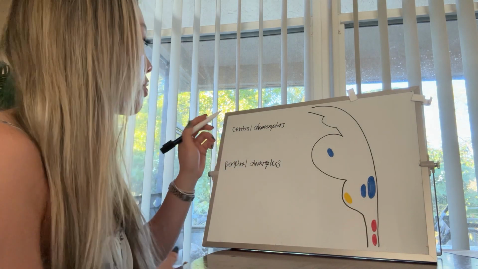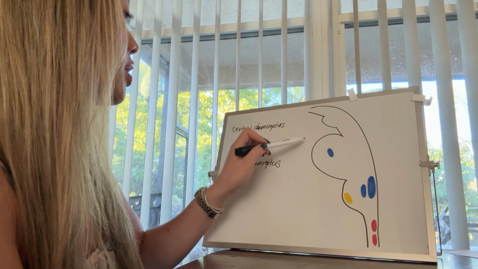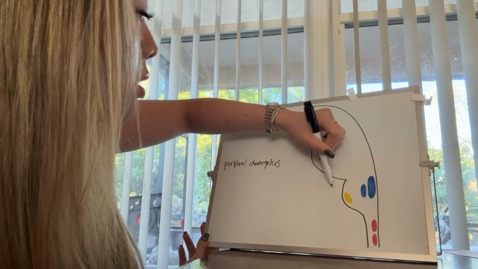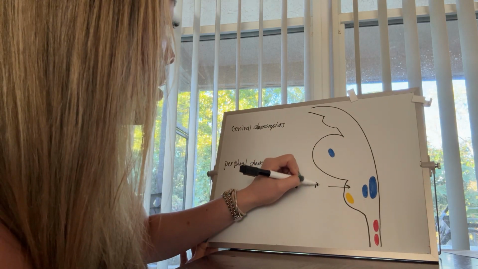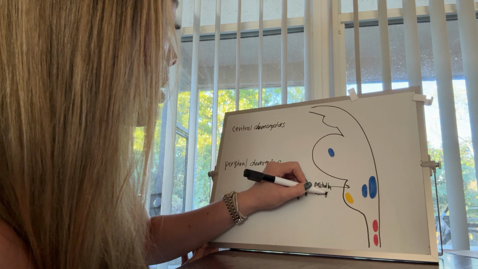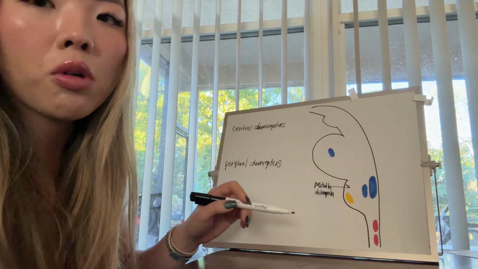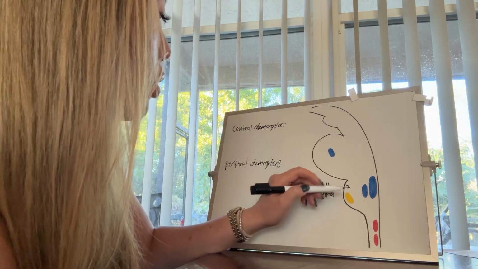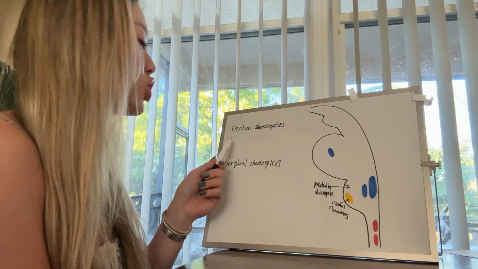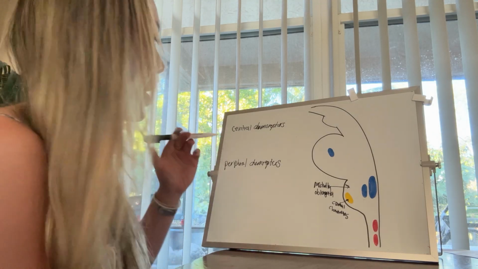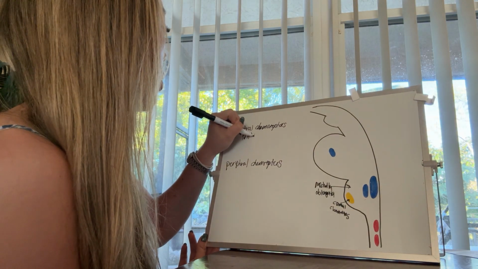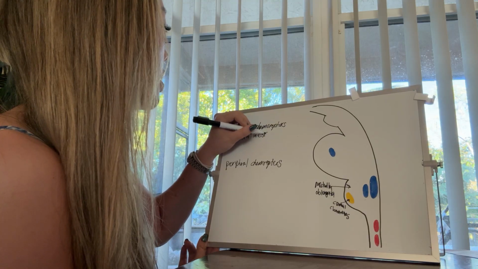So the central chemoreceptors are located in the medulla oblongata, which is right here. This is the medulla oblongata. I have the central chemoreceptors drawn in yellow. The central chemoreceptors respond to changes in the hydrogen ion levels in the cerebrospinal fluid.